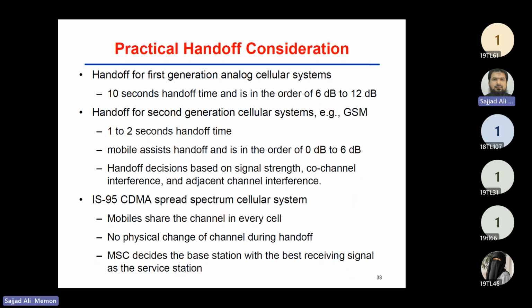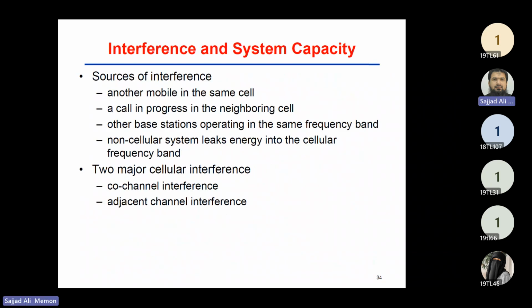Whereas in CDMA spread spectrum cellular systems, mobiles hear the channel in every cell, with no physical change of channel during handoff. The MSC decides the base station receiving the best signal as the serving station. CDMA based systems are known as universal frequency reuse systems, where we don't differentiate users in frequency. So when we say handoff, it is not about the frequency or resources, because a base station is providing the same frequency as the next base station. The only thing is that the code will change from one to another. So the physical change of channel during handoff is not there. It is just a new code being allocated when a mobile user is moving from one base station to another, if it is CDMA.